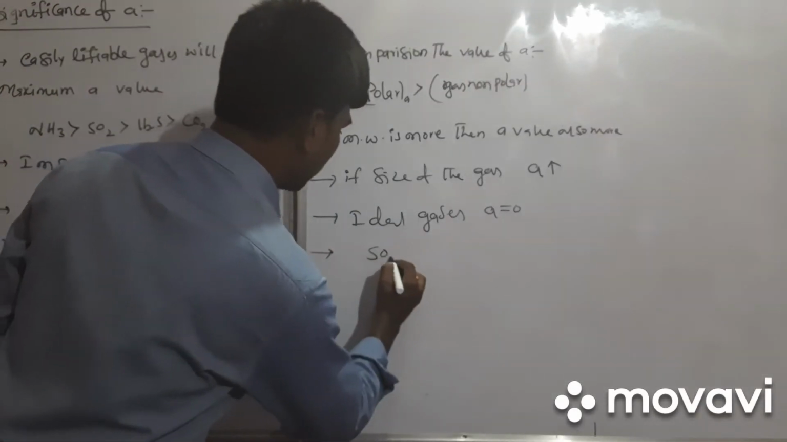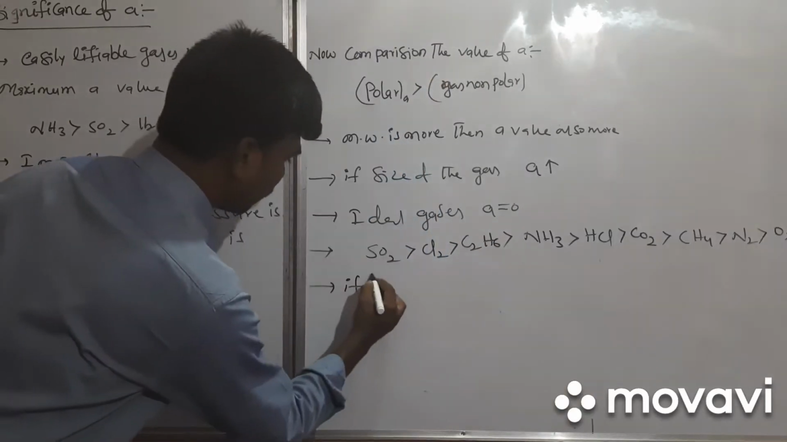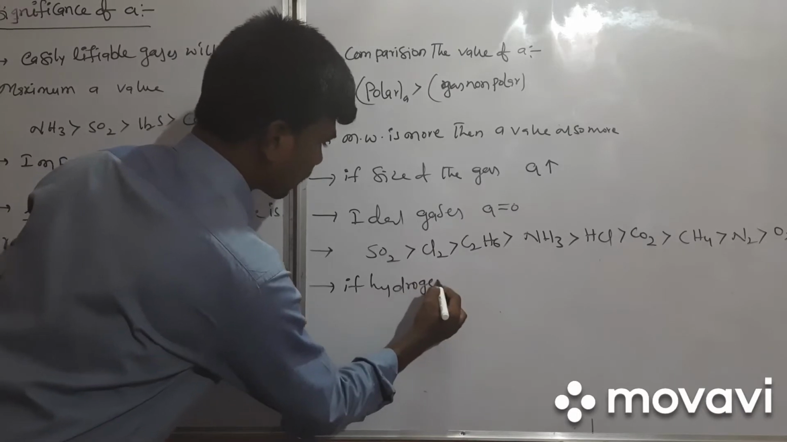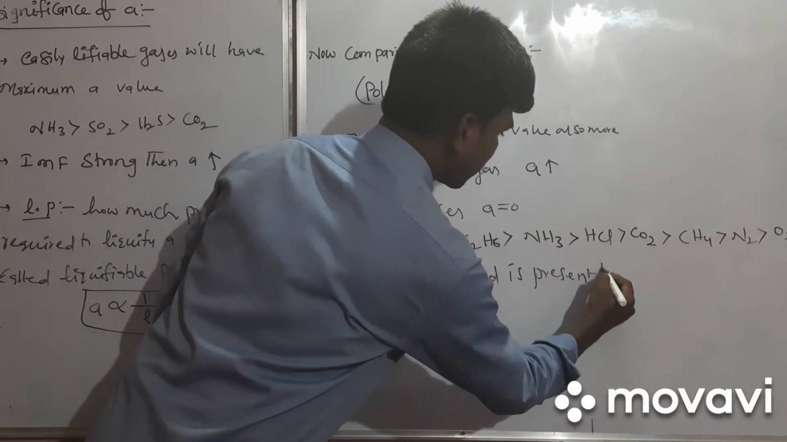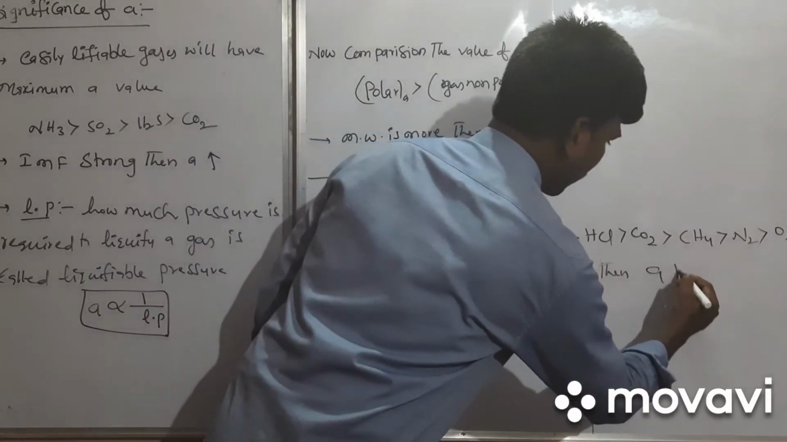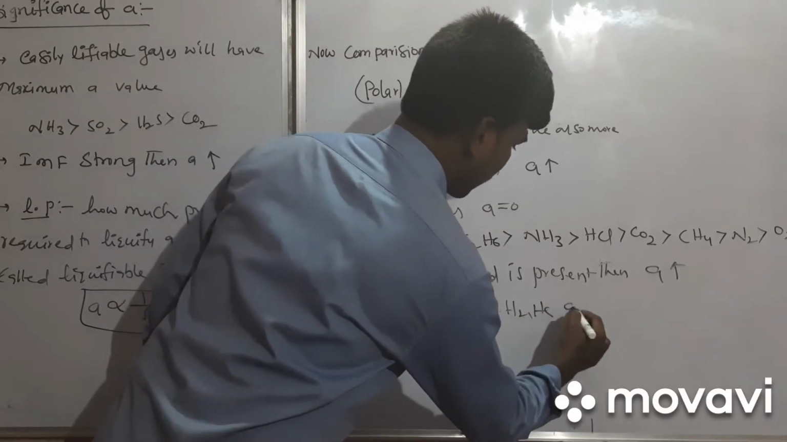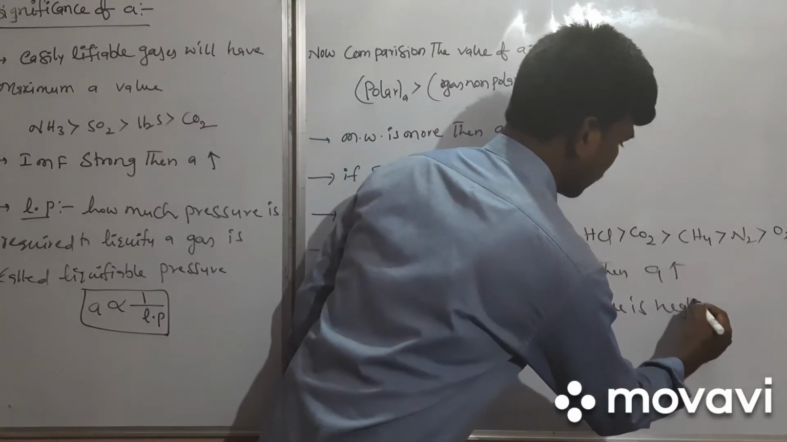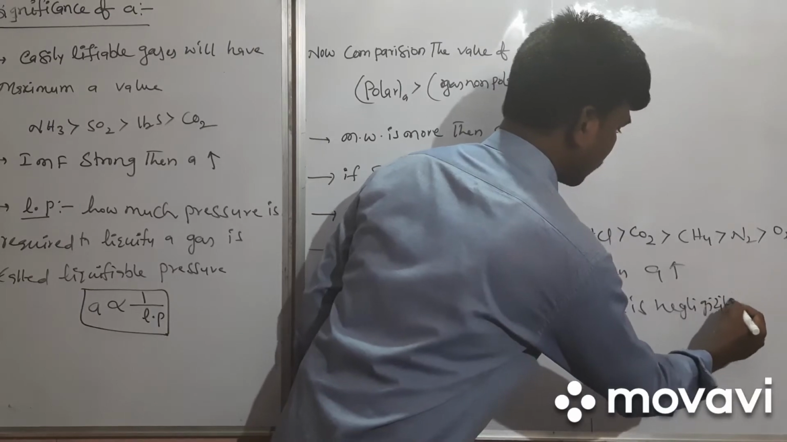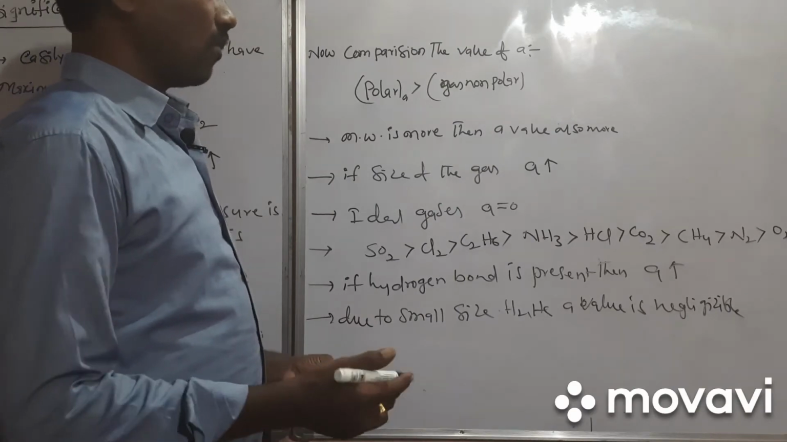Then SO2, Cl2, C2H6, SO2. If hydrogen bond is present, then A value will be maximum for that. Due to small size, for hydrogen and helium, A value is negligible. A value is negligible due to small size, so for hydrogen and helium, A value will be negligible.